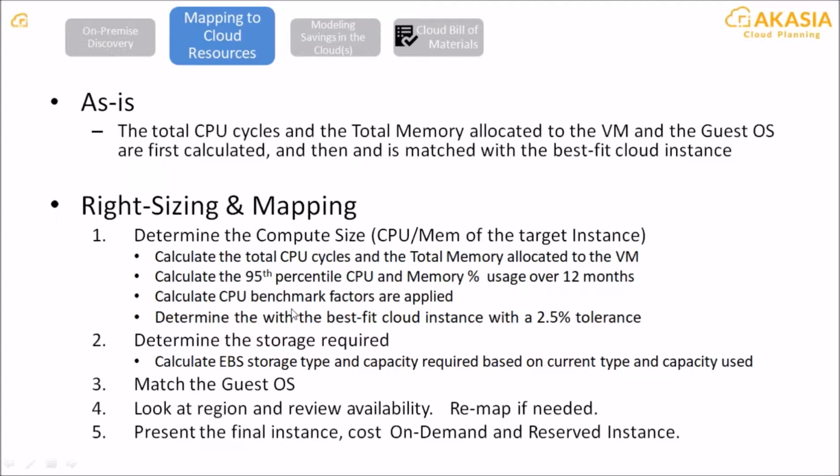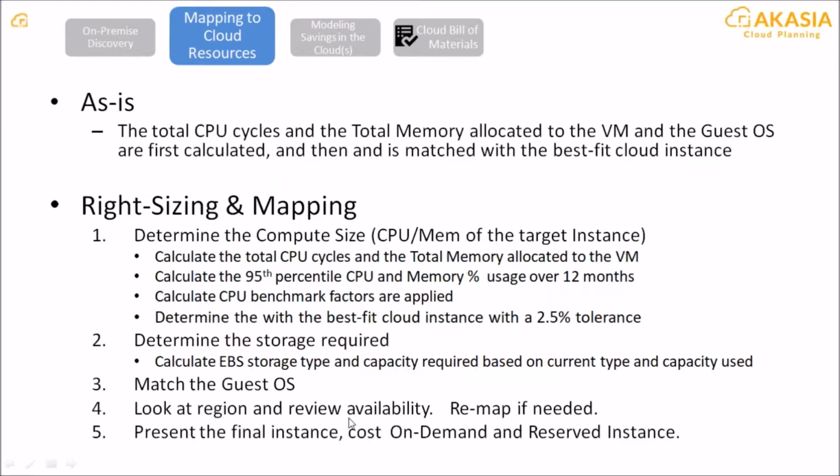We calculate the CPU benchmark factors whenever needed. And we then determine the best fit, but we include a 2.5% tolerance. This is just to give you a little bit of headroom so that your application doesn't hit up against the higher end. Then we determine the type of storage required as well as the capacity. We match the guest OS.